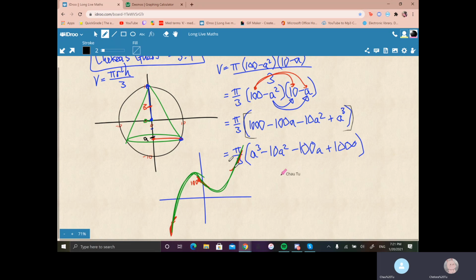Okay, Chelsea? So basically, this graph here, V versus A, V is our vertical axis, A is our horizontal axis. So for any given A, we know the volume. You see, our graph actually looks like this. Earlier, you thought it was some sort of triangle, didn't you?